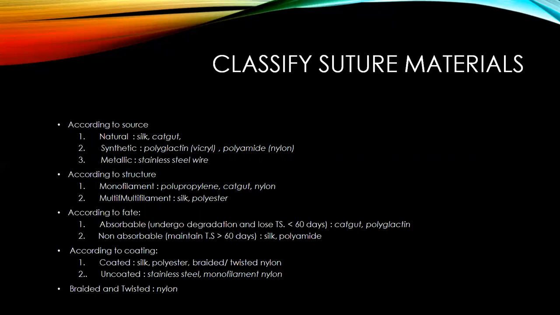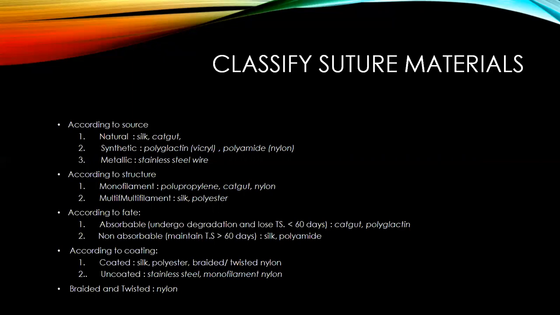Then according to structure, it may be monofilament like polypropylene, catgut, nylon, or multifilament like silk or polyester. According to the fate, some are absorbable. Absorbable are the ones that undergo degeneration and lose their tensile strength in less than 60 days. So they are catgut and polyglactin. Non-absorbable are the ones that still maintain their tensile strength after 60 days. You have to have another procedure to remove the suture material.